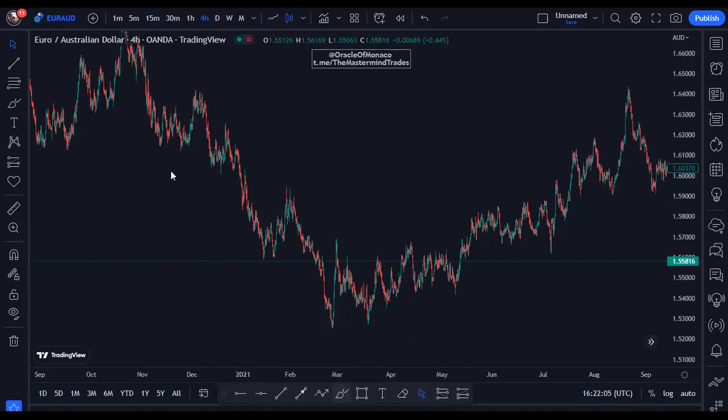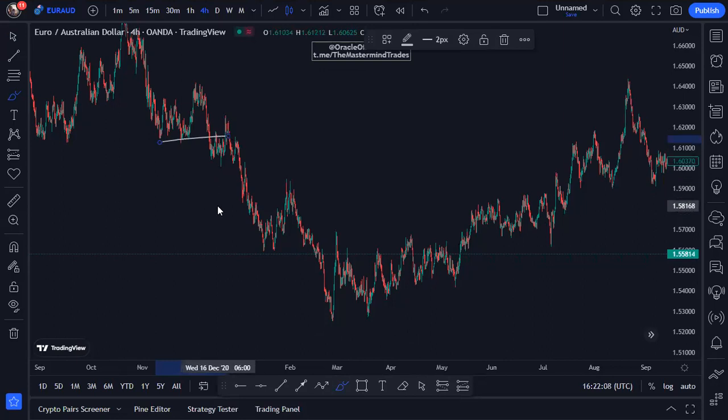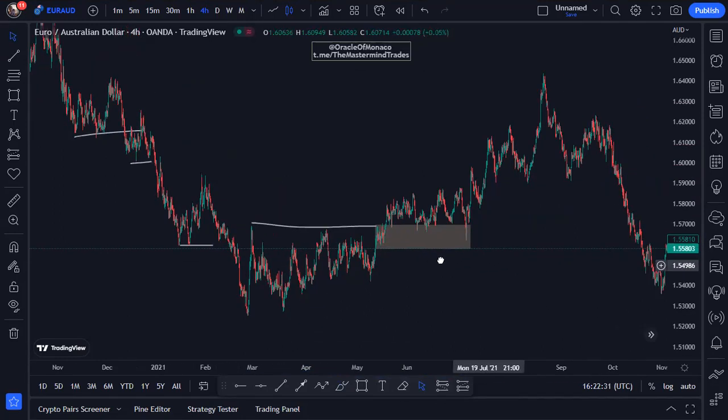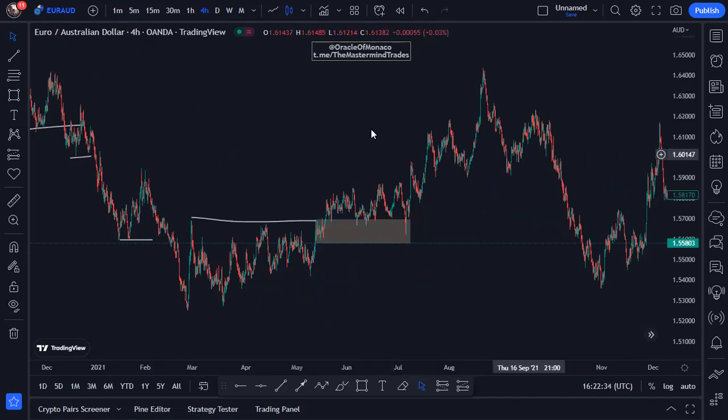Right here, you see we have a break of structure to the downside, a break of structure here, a break of structure here, and another break of structure down here. Then you find this change of character to the upside. And then price comes to test this other block right here. Okay, and then you can find the same thing happening here as well.